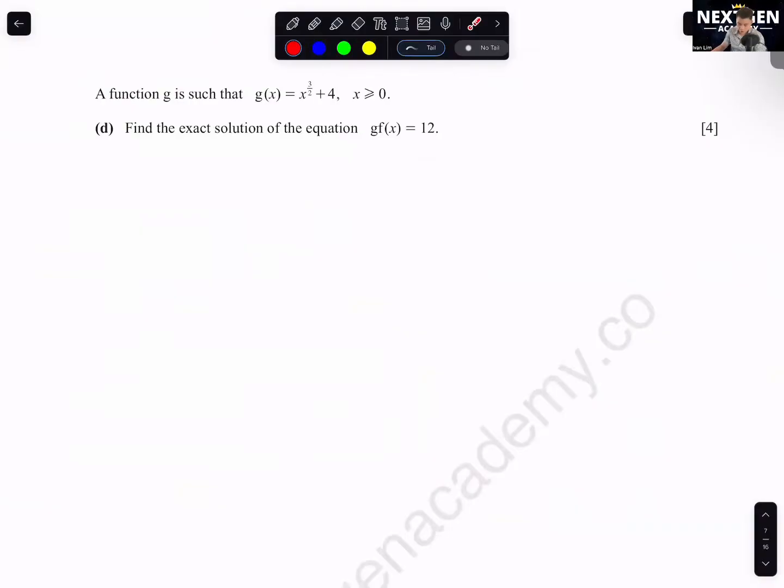Part D. A function g is such that g(x) equals x to the power of 3 over 2 plus 4, x more than or equal to 0. Find the exact solution of g f(x) equals 12. Let's write down what f(x) is from above: 2 plus e to the power of negative 3x.